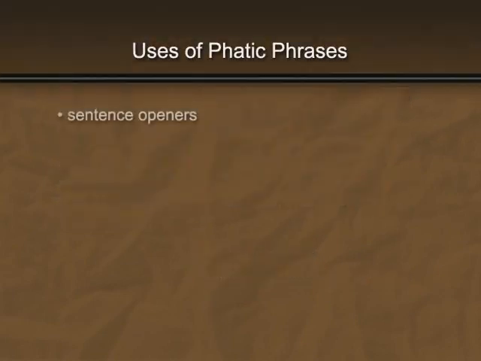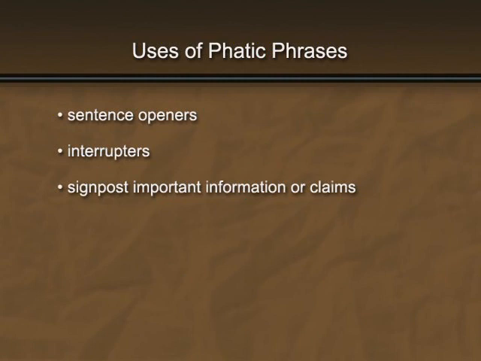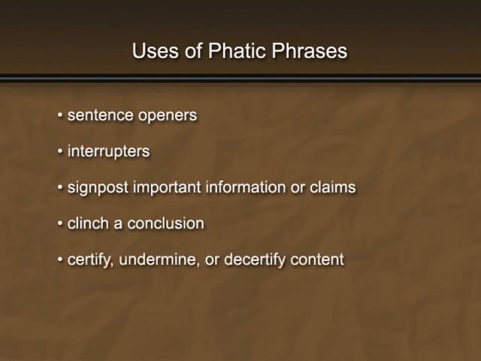Phatic phrases can be used as sentence openers. As it happens, it turns out, it occurs to me, at any rate, or these phrases can be used later in the sentence as interrupters. Phatic phrases can be used to signpost important information or claims. In point of fact, in fact, it's important to note. And they can be used to clinch a conclusion in the final analysis. When all is said and done, they can be used to certify content or to undermine or decertify it.